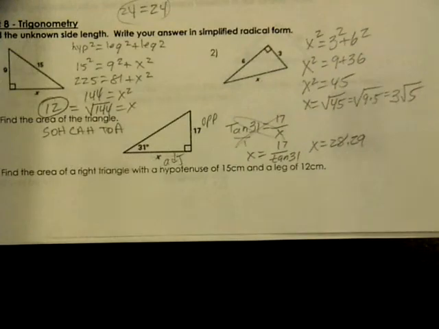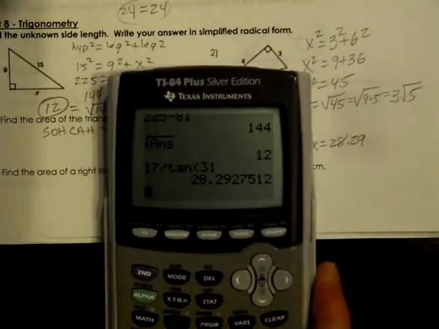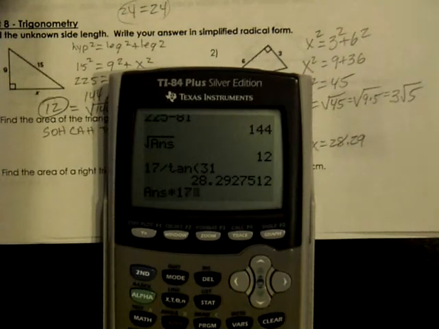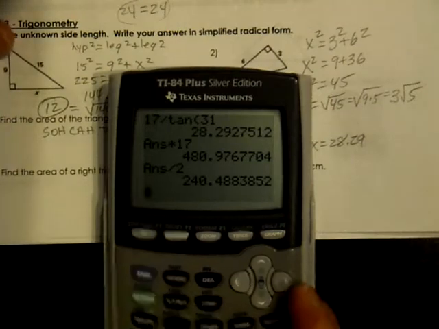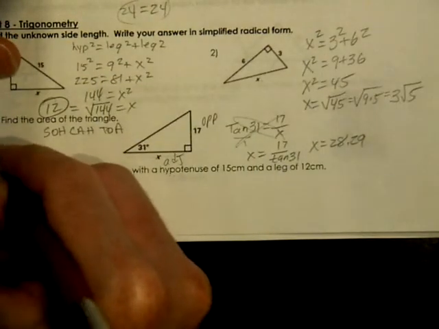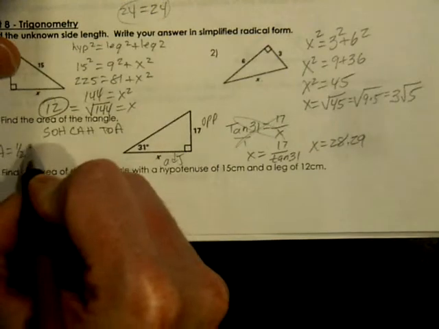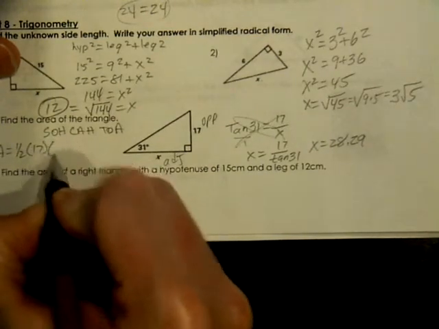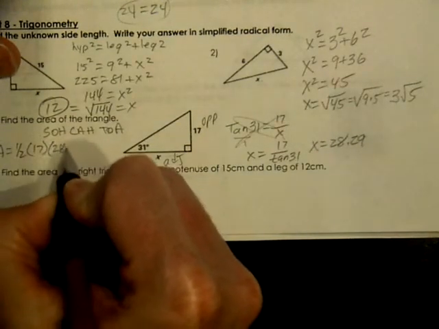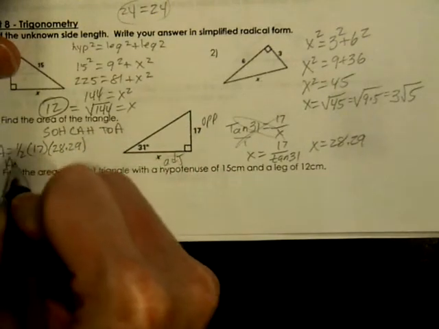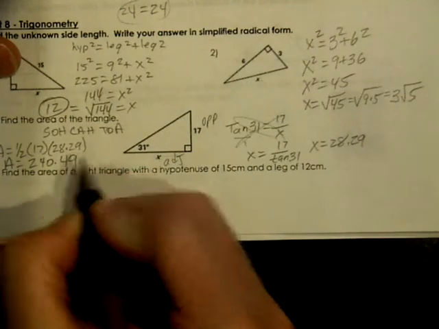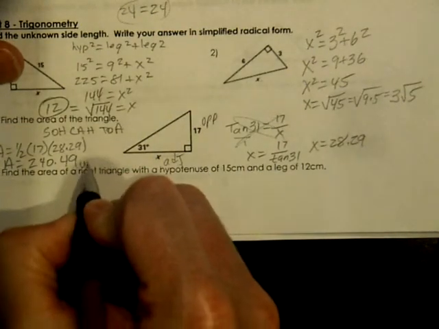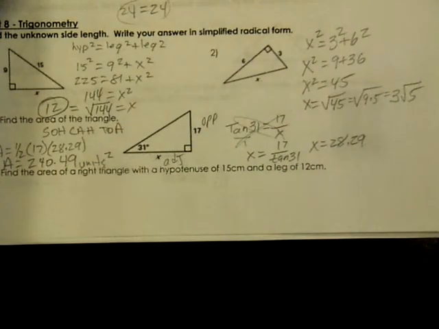But that's not what they're asking for. We're going to take 28.29 and we're going to times that by 17 and divide that by 2, half a base times height. So the area equals half of 17 and this 28.29, which is approximately 240.49. These are square units, because we're talking about area.